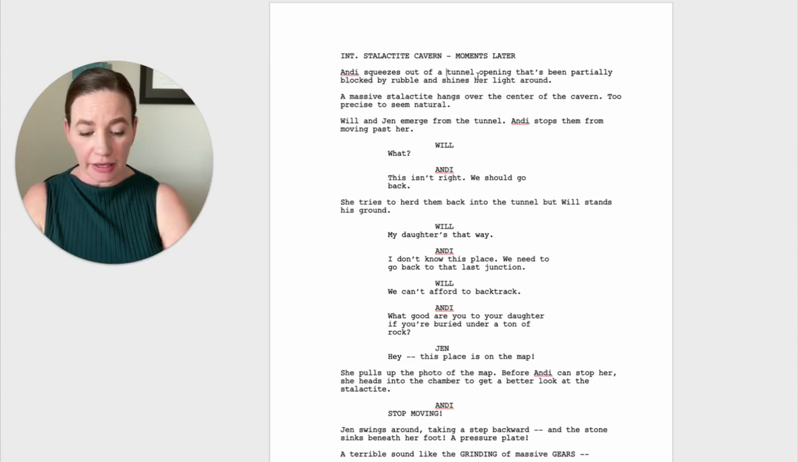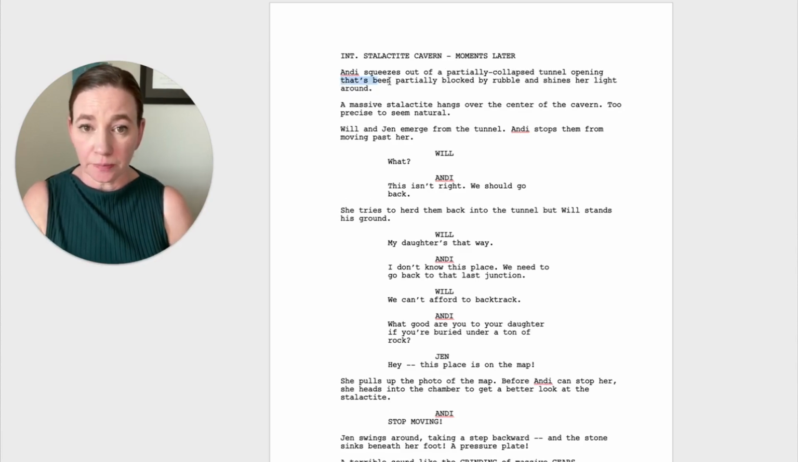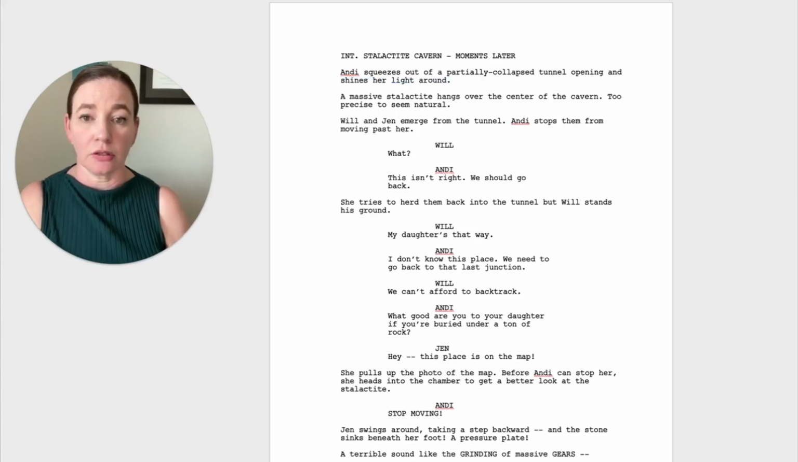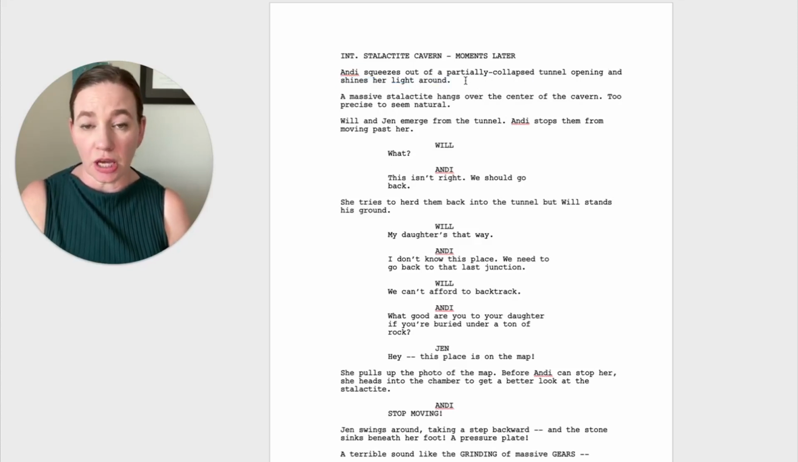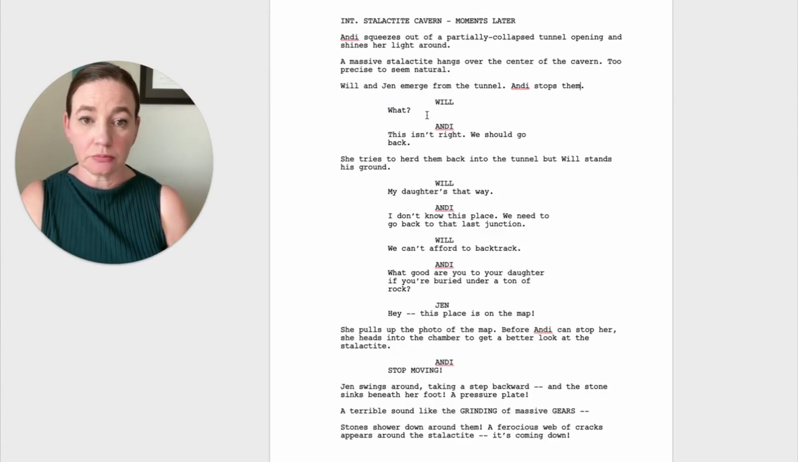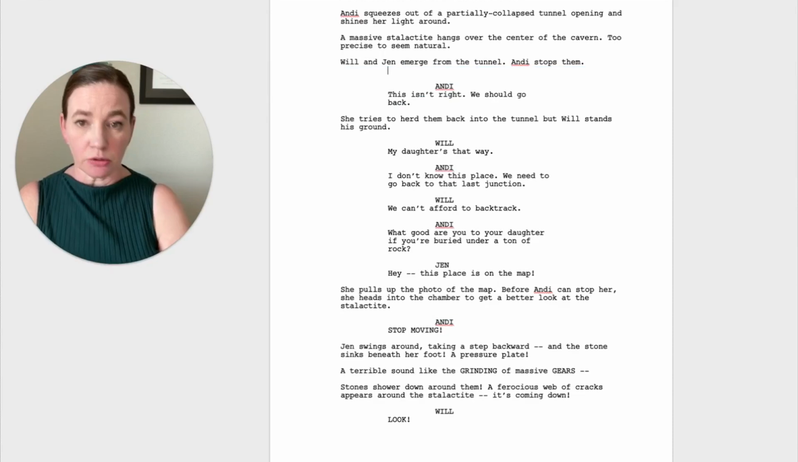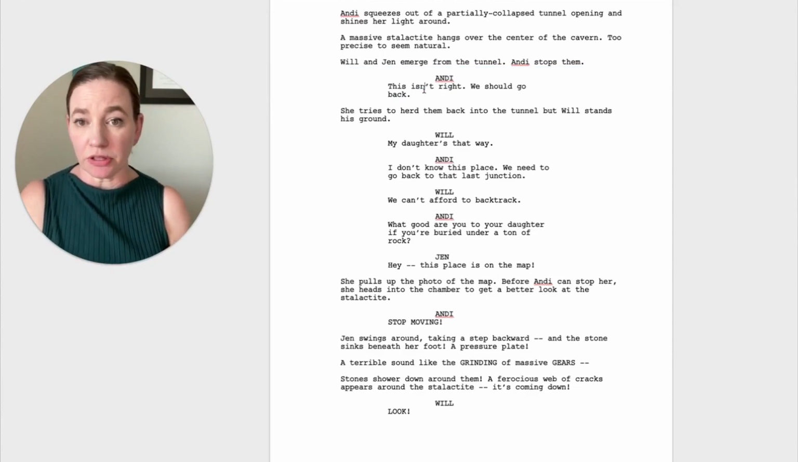Squeezes out of a partially collapsed tunnel opening and shines her light around. Okay, so I just cut half a line there. I don't think we need moving past her, right? Andy stops them. I don't think we need Will to say this, right? Andy stops them with this line of dialogue. This isn't right. We should go back.